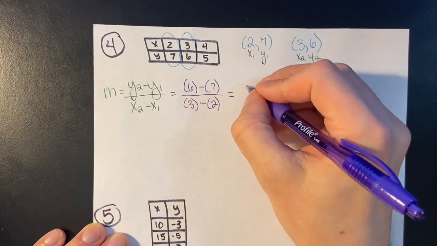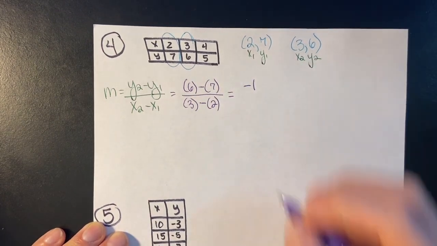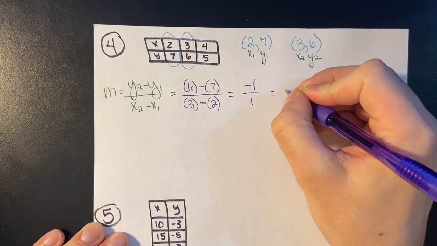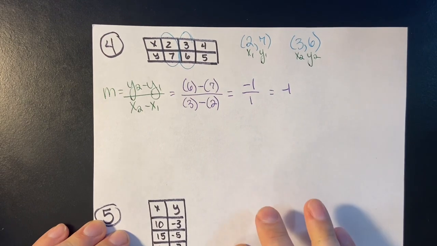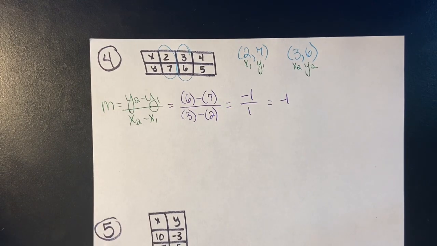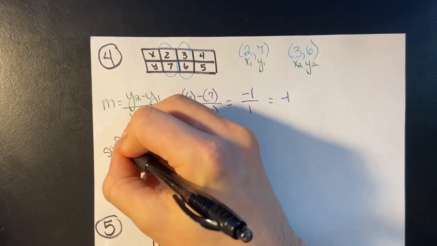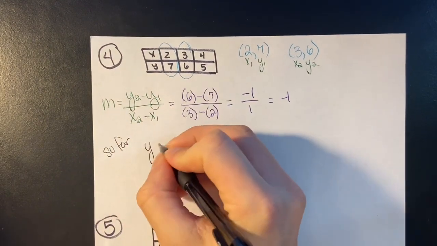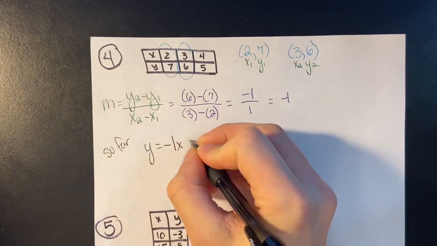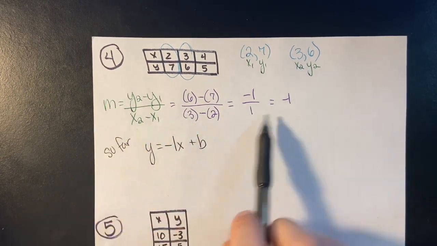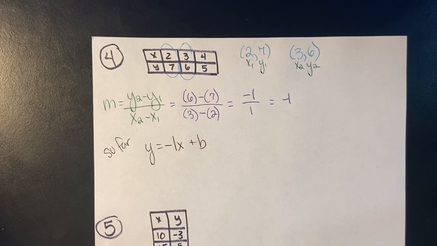Six minus 7 is negative 1. 3 minus 2 is regular 1. And negative 1 divided by 1 is negative 1. Nice! So what I have so far is y equals negative 1x plus b. Instead of y equals mx plus b, I now know that m is negative 1, so y equals negative 1x plus b. Now I'm going to simplify that in a little bit, but let's just wait.